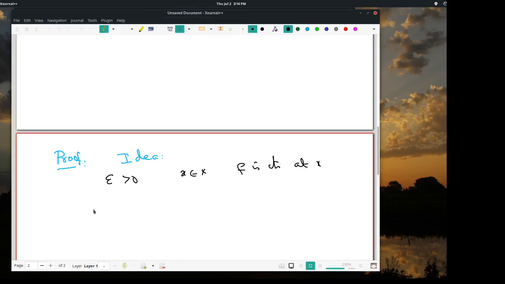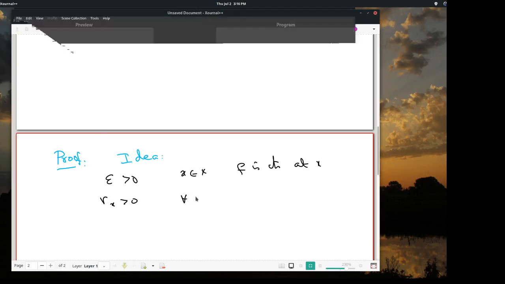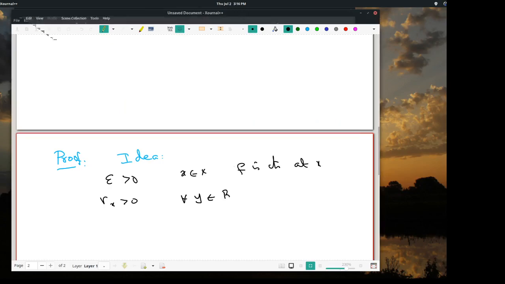Therefore, for this epsilon, there exists a delta x. Yeah, maybe let us call it R. So R x positive, so that for every y in P(x, R x), what do I have? f of y belongs to the open ball P(f(x), epsilon).